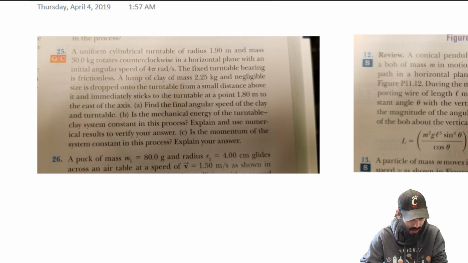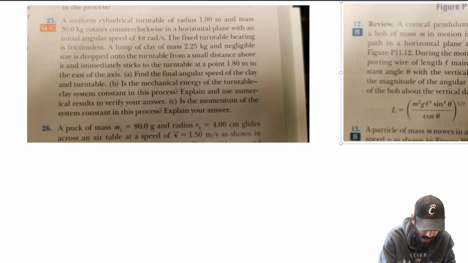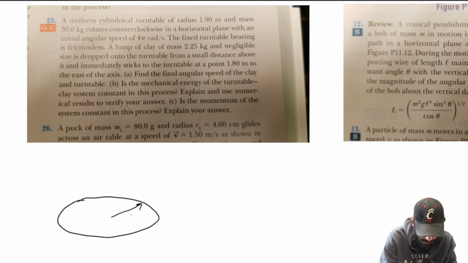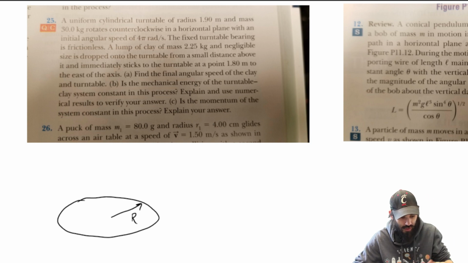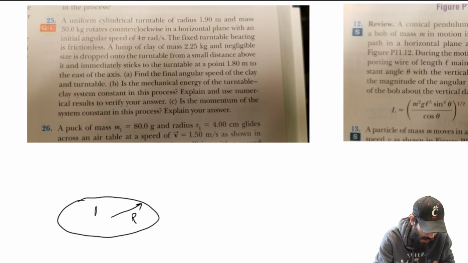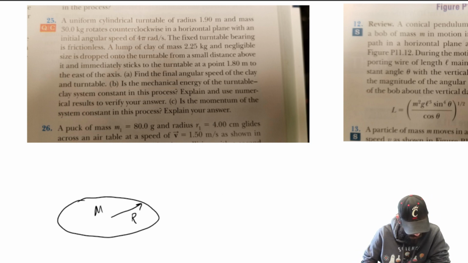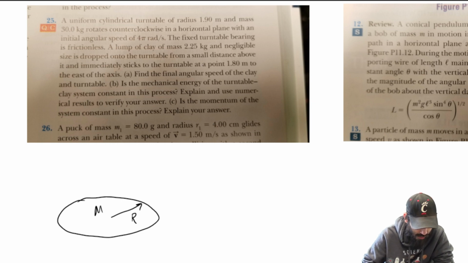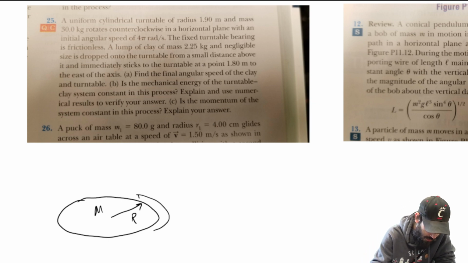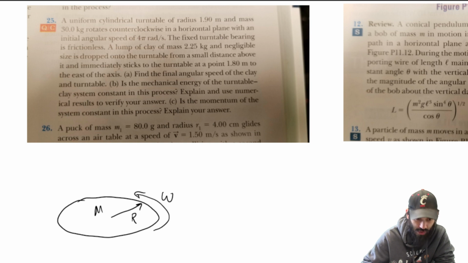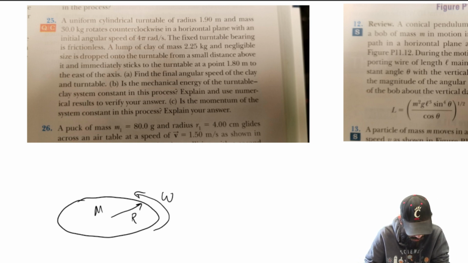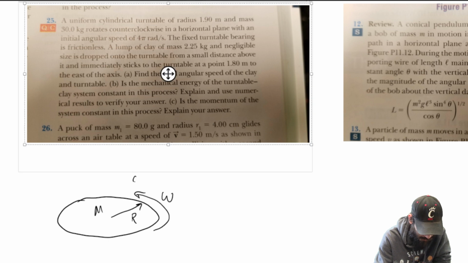So the first question says you're going to have this cylindrical turntable that has a certain radius. I'm going to call this some radius of r. And it has some known mass, and it's rotating with some angular velocity that is also known. This is an angular velocity of omega. And we're going to drop some lump of clay onto this.